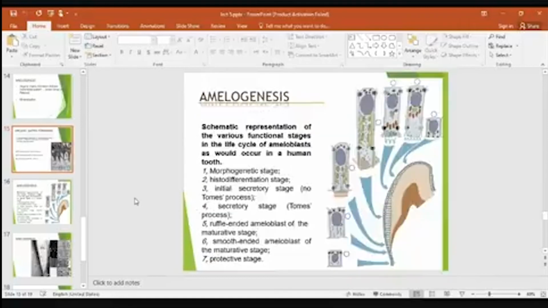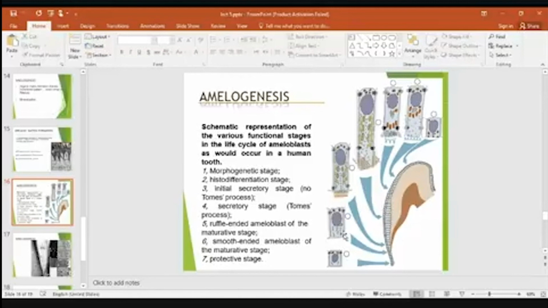The schematic representation of the various functional stages in the life cycle of ameloblast as would occur in a human tooth. Morphogenetic stage، هذه هي الانر enamel epithelia. Histodifferentiation stage، the second stage، هذه صارت from the inner enamel epithelia into what type? Ameloblast. By what signals? By signals from the odontoblast cell. ترجع السيجنال اللي انطت inner enamel epithelia تنطي signals، give signal to cells of dental papilla to differentiate into odontoblast. Then in this stage, the odontoblast cells give signals to inner enamel epithelia to differentiate into ameloblast cell to start to secrete the enamel. فصارت عندنا ameloblast cells هنا، ameloblast cells تبدي تصير عندنا polarized cell. What mean polarized cells؟ يعني النيوكليوس تصير بصفحة واحدة وبقية الكونتنت تصير بالصفحة الأخرى.